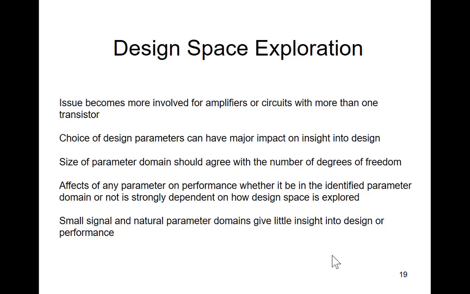The choice of design parameters can have a major impact on insight in the design. We saw that at the end of the period last time and the beginning of the period this time. For this particular circuit, P and Vx's bias seem to work very well for the design parameters to work with. The size of the parameter domain should agree with the number of degrees of freedom of the circuit. We spent quite a bit of time talking about the number of design parameters we have and the number of degrees of freedom. You have a choice of either doing that or ignoring it. But if you ignore it, it's still there. So if you're going to do a good job of design, you probably don't want to ignore it. You might as well want to know what it really is.